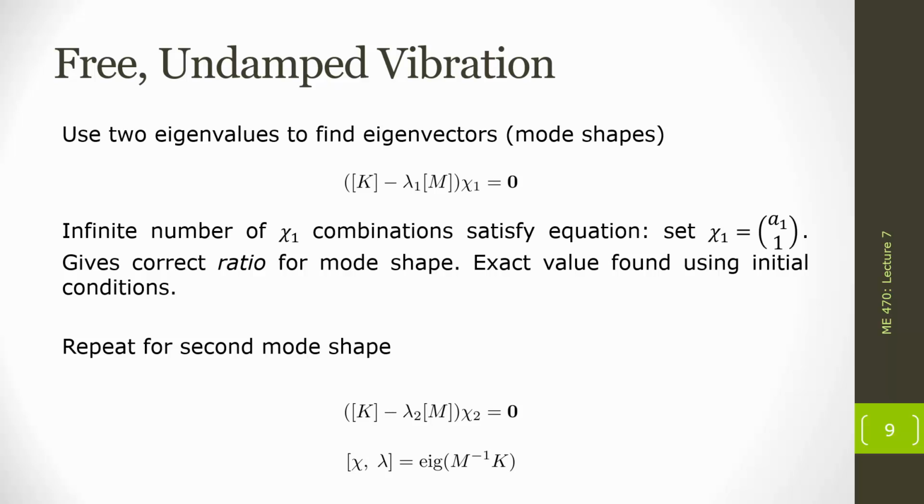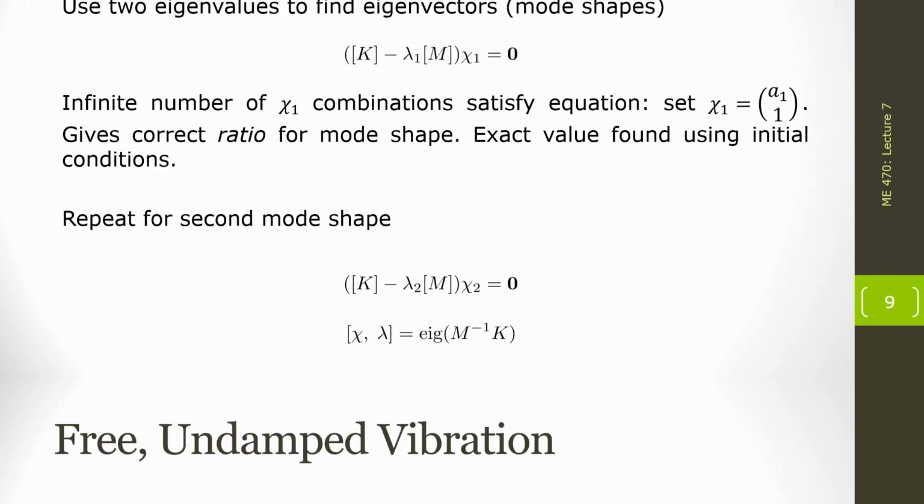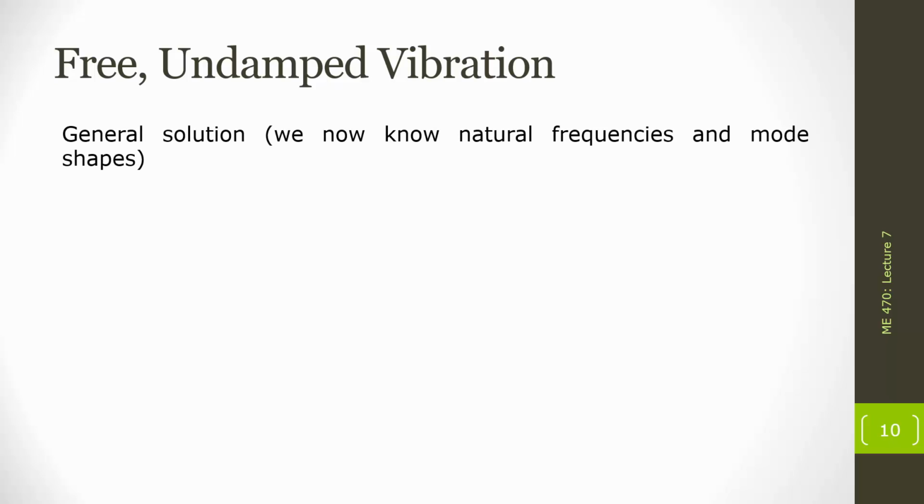So to quickly recap this, the mode shapes, the chi values, are going to be the eigenvectors of M inverse times K. So we have our eigenvalues, which tell us our natural frequencies. We have our eigenvectors, which tell us our mode shapes. Now we can start to put together that general solution that we had earlier.